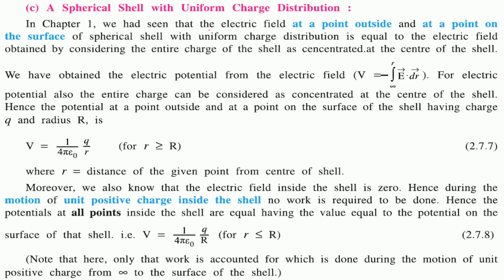We have already seen that the electric field at a point outside and at a point on the surface of any spherical shell with uniform charge distribution is equal to the electric field obtained by considering that the entire charge of the shell is concentrated at the center. Say this is the center, so the whole of the charge is concentrated here. Again, for any point outside or on the surface, we assume that the whole charge is inside.